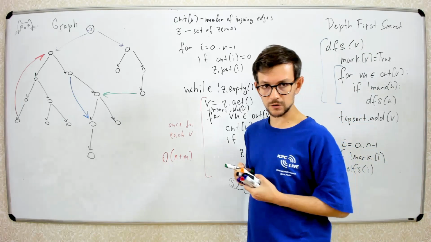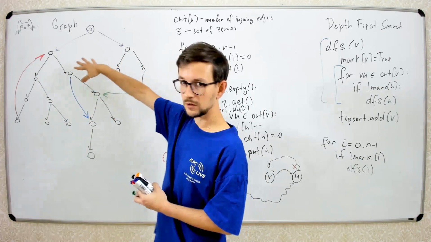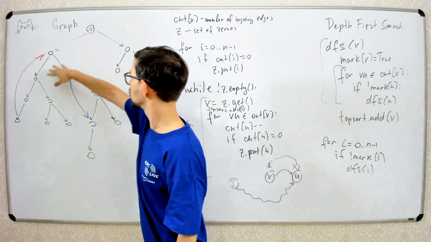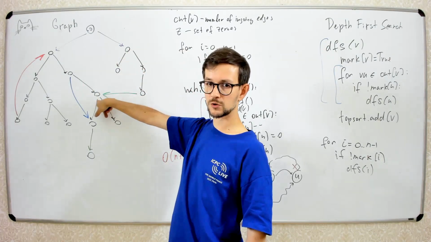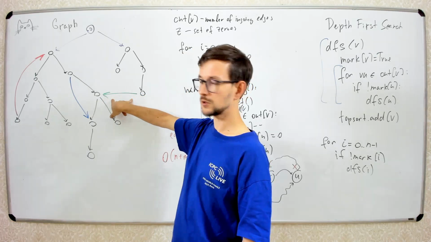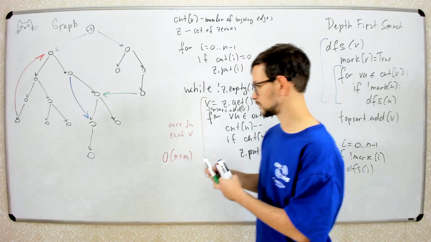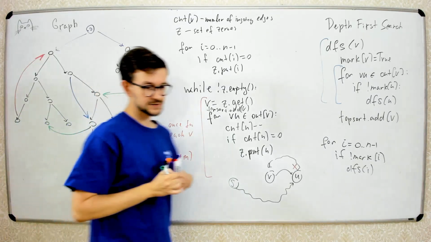This is also possible. So first you go here, mark all these nodes here, then you go to this branch, and then see this edge. But this vertex is already marked, so you see this edge, but you don't use it in your depth first search. Let's try another one here, like this.